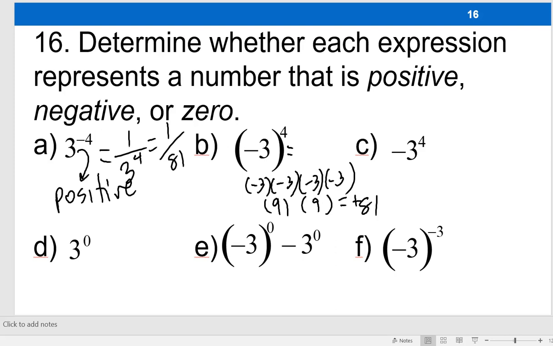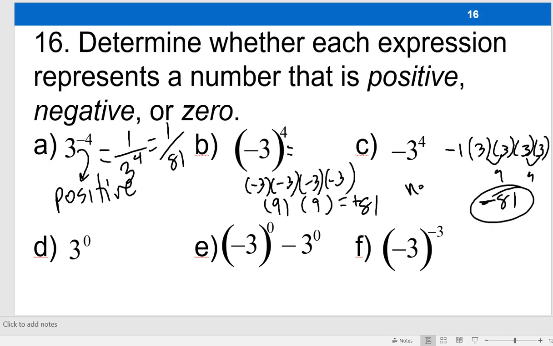On C, the difference is what's being raised to the 4th. Only the 3. This technically means negative 1 times 3 to the 4th. So literally it means negative 1 times 3 to the 4th. So these still make 9 times 9, 81, but in the front is that negative. So this is negative. What's the difference? This one had 4 negatives, this one has 1. The negative is not being raised to the exponent in letter C.